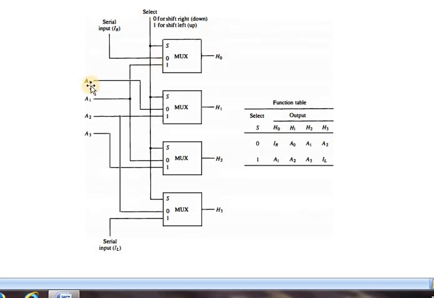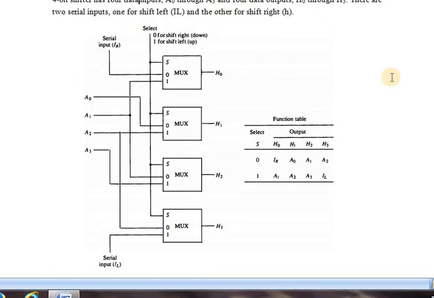So there are 4 inputs A0 to A3. A0 is given as an input to this multiplexer, and A1 is given as input to this multiplexer as well as to this multiplexer. See how it is connected. This dot is a connection: if there is a dot on the line, it indicates an input to that multiplexer. Based on the function table, we are going to perform shift left or shift right.